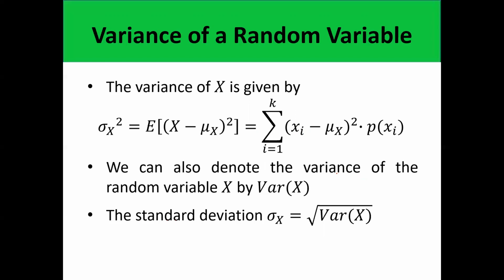Now we can also denote the variance of a random variable x by VAR of x, and the standard deviation of the random variable x is defined as the square root of the variance. So once we have the value of the variance, we just get its square root to get the standard deviation of x.